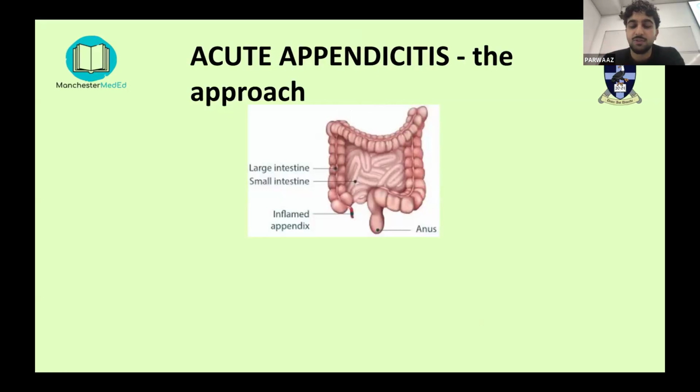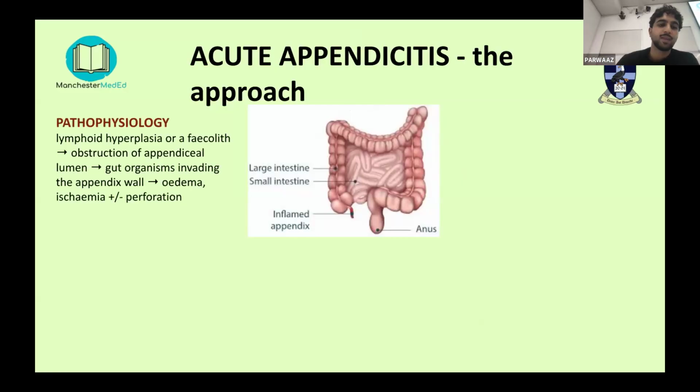Appendicitis is essentially inflammation of the appendix, as I'm sure most of you are aware. It's usually caused by fecaliths, so pits of feces impacted that got stuck in the appendix, obstruct the lumen, and then essentially cause invasion by surrounding organisms, which can lead to perforation or ischemia.